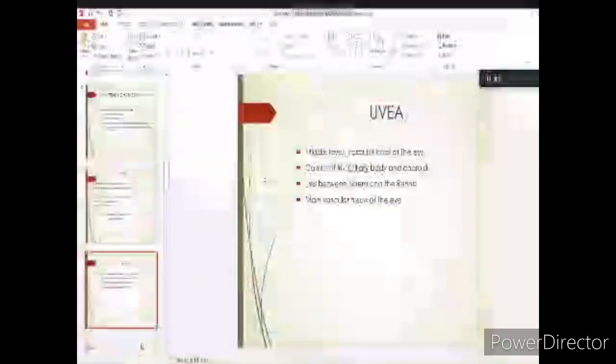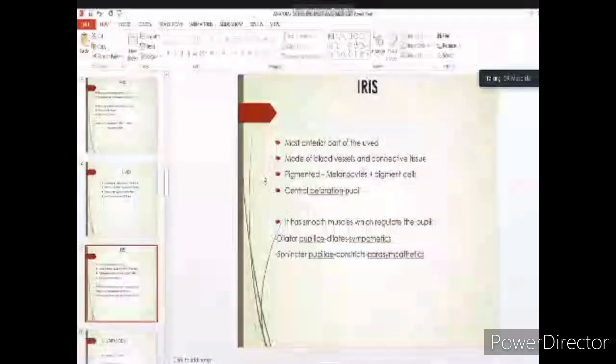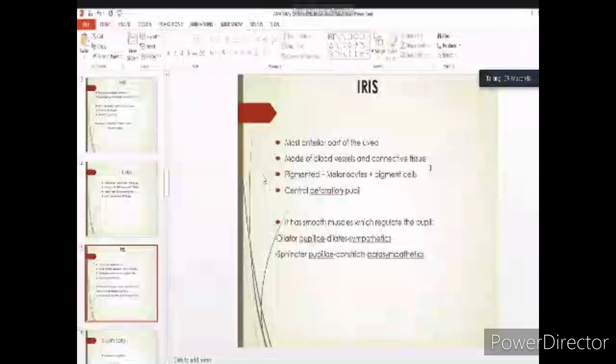So the next structure is the iris. Out of the uvea, now we want to describe which part of the uvea is the iris. So this is the anterior part. I think I showed you that. It has blood vessels and of course a lot of connective tissue, and it's pigmented. So each time you're asked the question, what color is your eye? We are referring to the iris. I think I already alluded to this. And this is because it has a lot of melanocytes and a lot of pigment cells.